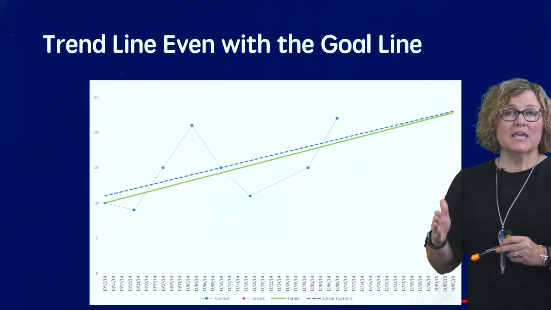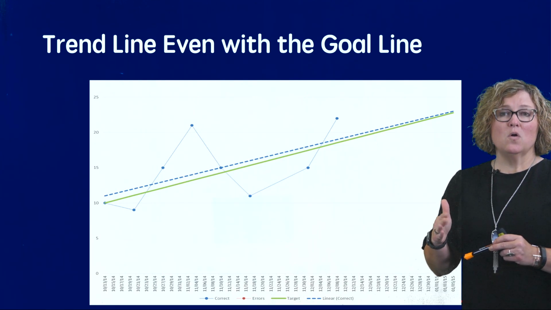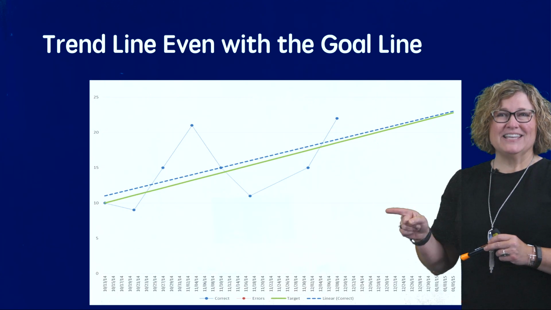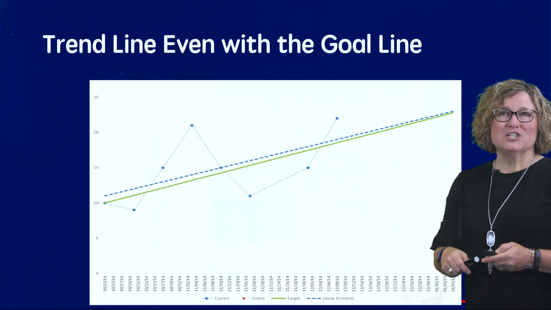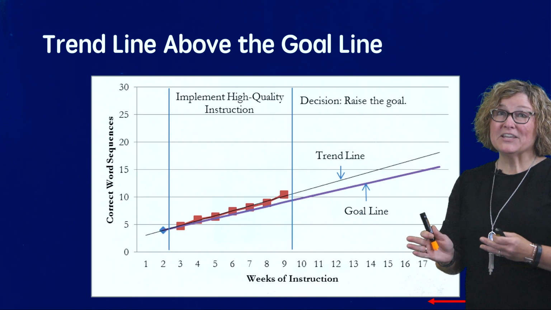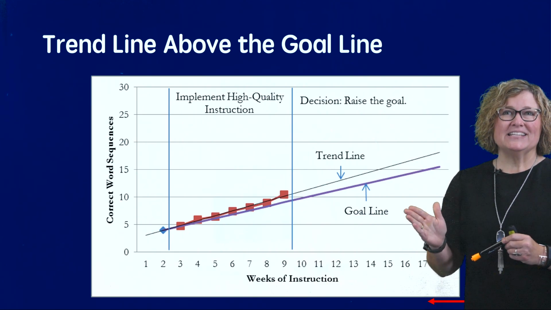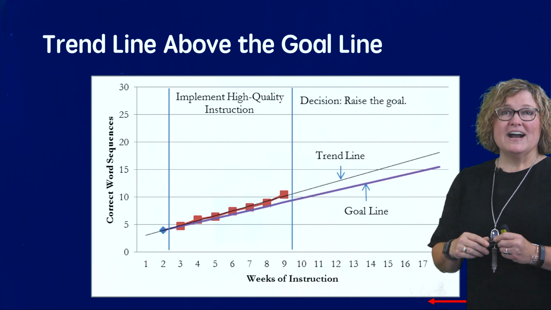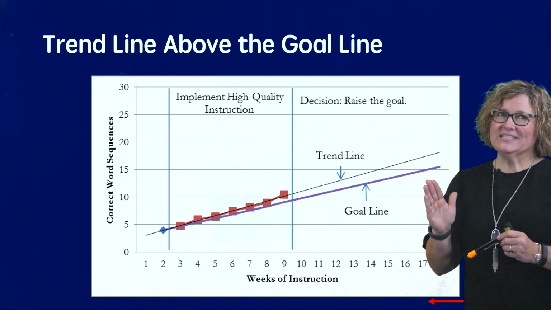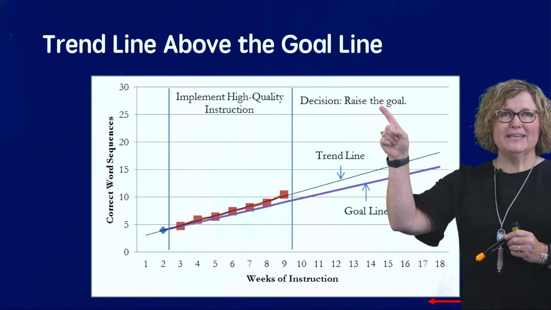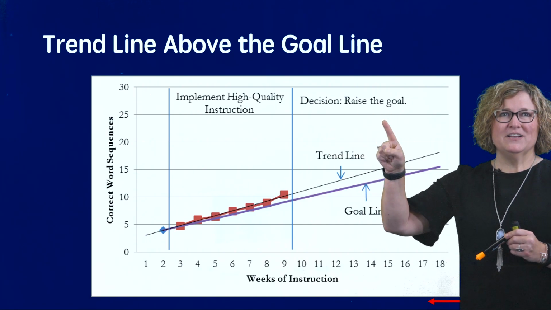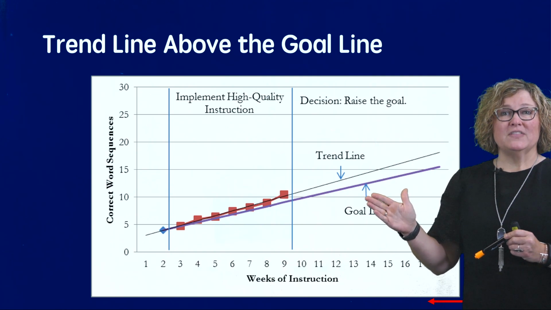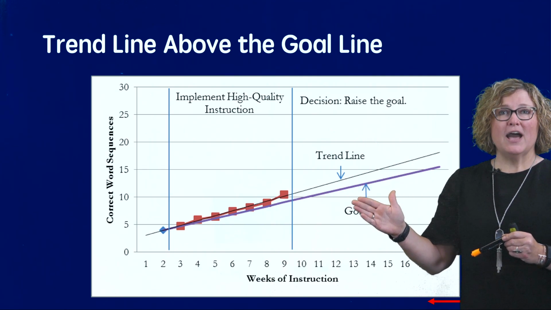And so in this case, trend line even with the goal, the decision would be, that's right, stay the course. You're going to continue instruction as is. It could be, in this case, that trend line is actually above the goal line. So in this case, you can see already I've given you a nice little hint here. Decision, raise the goal.